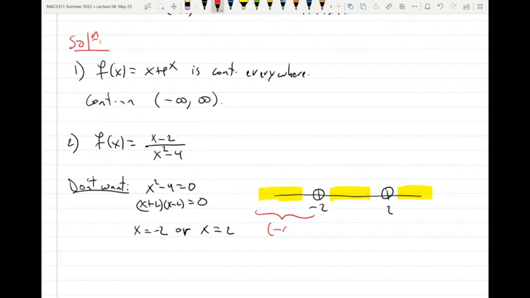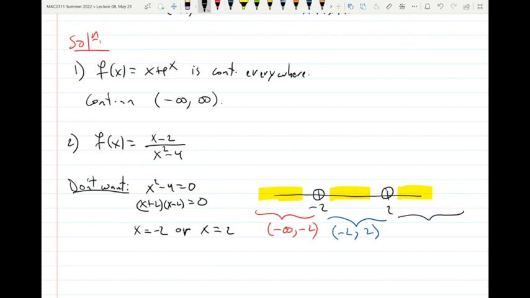So this picture here is negative infinity to negative 2, right? This one over here, what is it? Negative 2 to 2. Do you understand why I'm writing parentheses? Open circle means parentheses. We don't want those endpoints.